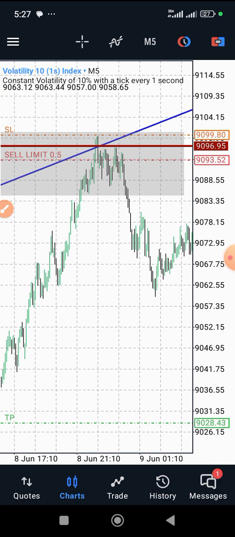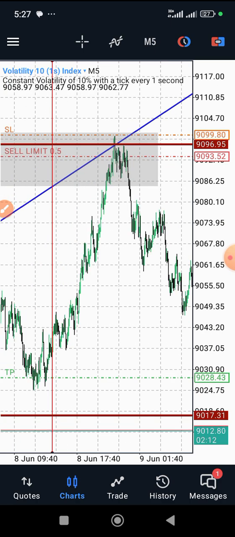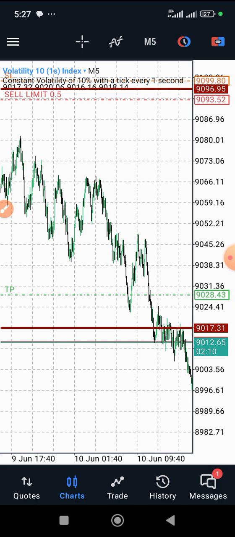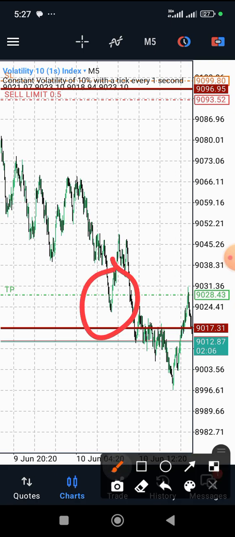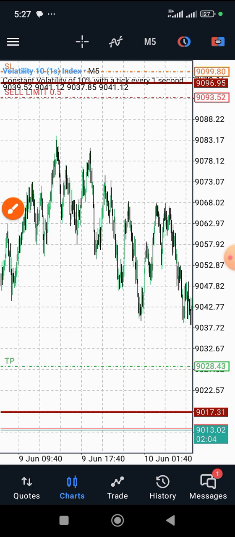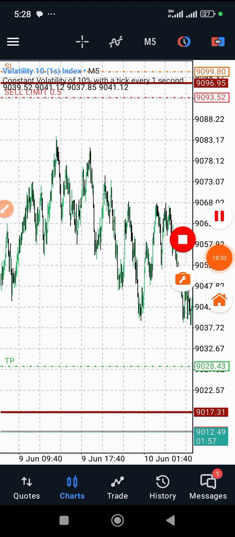And let's see if it actually got to that TP. Let's see. It got there. So that's that. This is very useful for retail traders and smart money concept traders. It's a combination of both.